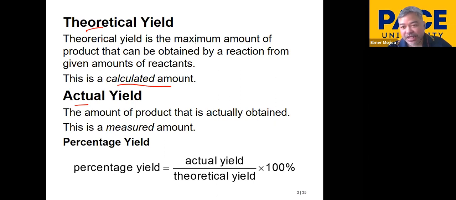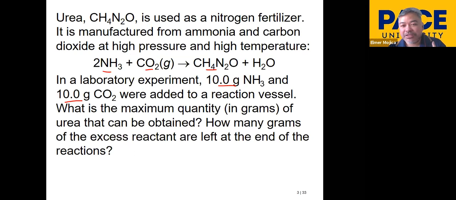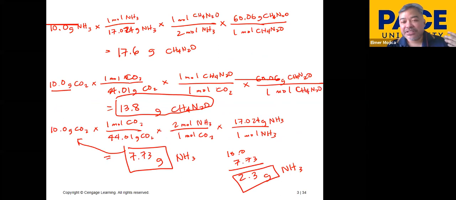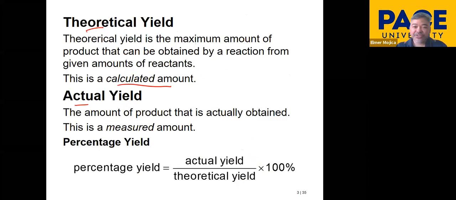Now, why is this useful in your Orgo 2? In your Orgo 2, you're going to have an experiment. You have the amount of the starting material, and you are asked to calculate the theoretical yield. So in this reaction, we have 10 grams of carbon dioxide. The theoretical yield, if there's a 100% yield here, is 13.8 grams. But when you do the experiment and you find out, hey, I only get 10 grams.